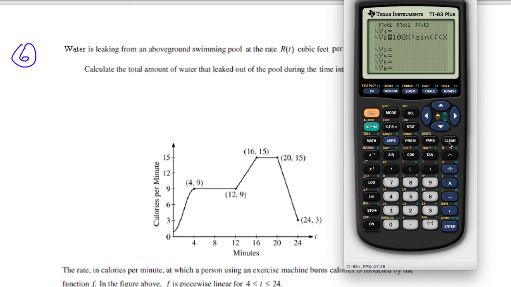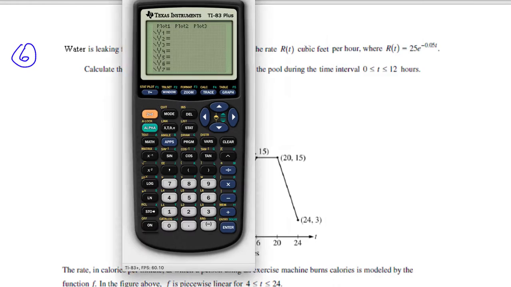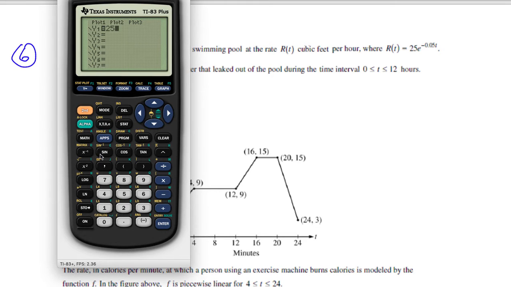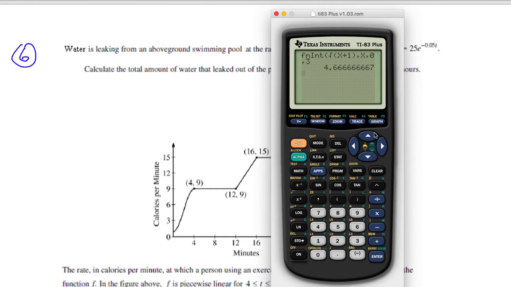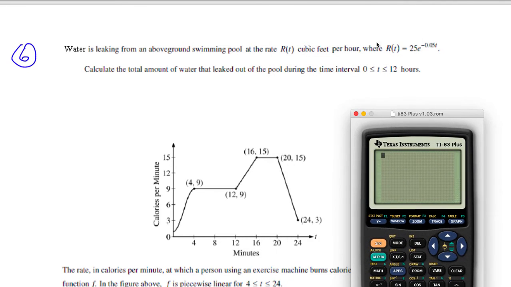Let's come over here to our calculator, let's enter it in y1 correctly this time. It's going to be 25, second, natural log to get e to the power of negative 0.05x. And it looks good. Okay, we have our function. Let's get rid of that. We don't need you anymore. Calculate the total amount of water leaked between 0 and 12.